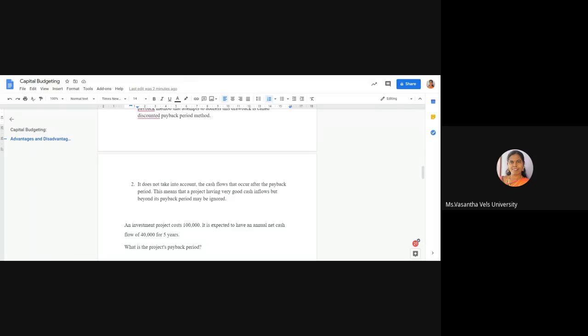Once we have realized the initial investment amount, whatever money we get after that period is not given any importance. That is one of the important limitations. It does not take into account the cash flow that occurs after the payback period. This means that a project having very good cash flow, but beyond its payback period, may be ignored. So that is one of the limitations of the payback period.